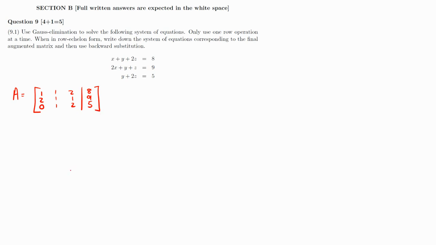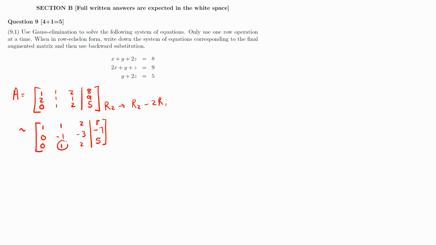Okay, so our first row operation will be to cancel out this to get this as a 0. So we're going to change row 2 to row 2 minus 2 times row 1. Row 1 and row 3 don't change at all: 2, 2, 8, and 5. The only thing that changes is row 2. So 2 minus 2 is 0, 1 minus 2 is minus 1, and then 1 minus 4 is minus 3. And 9 minus 16 is minus 7.